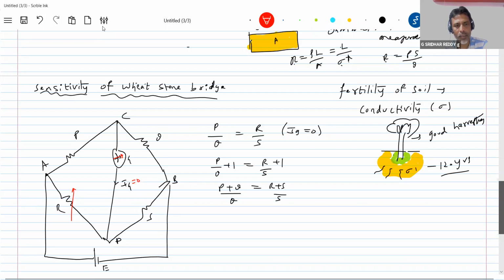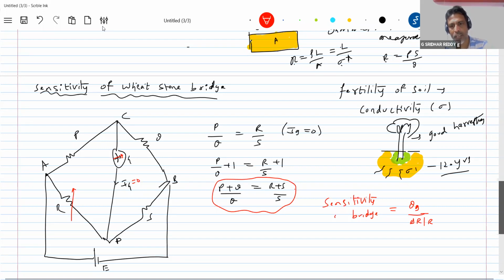So getting this one, the sensitivity of the bridge is the one equation we'll keep in hand. It's going to help us in the further calculations. I'll define the sensitivity of the bridge: the deflection in the galvanometer for a fractional change in the unknown distance. For a small fractional change in R, if I'm able to notice an appreciable deflection in the galvanometer, then the bridge is said to be more sensitive.